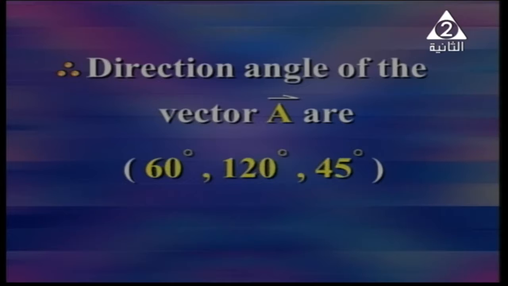Remember, dear student, there is a difference between direction cosines and direction angles. Direction cosines mean finding the values of the cosines: 1 over 2, negative 1 over 2, √2 over 2. But direction angles are the angles whose cosines are these. What is the angle whose cosine is 1 over 2? 60. Whose cosine is negative 1 over 2? 120. Whose cosine is √2 over 2? 45.